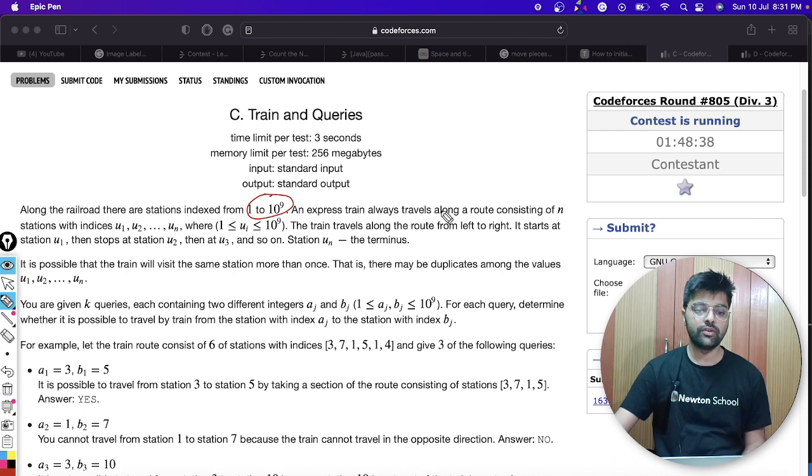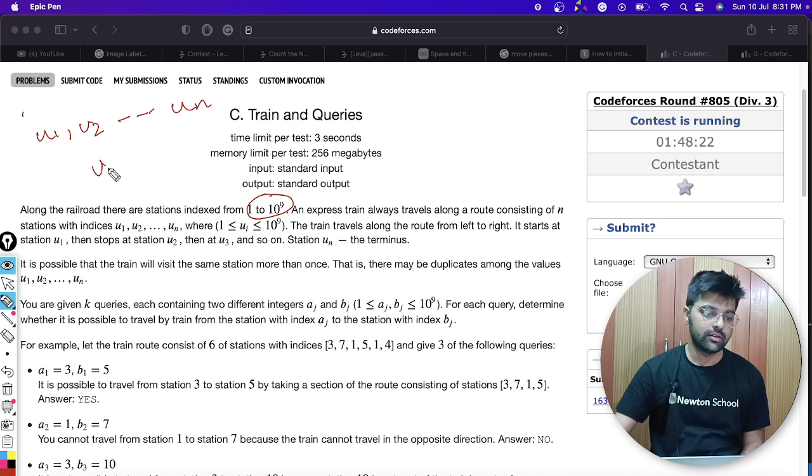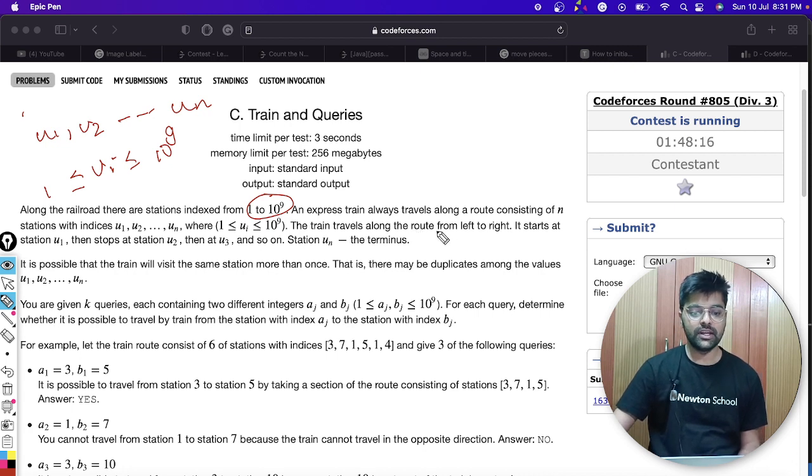And an express train always travels along a route consisting of n station indices u1, u2, ..., un. So there is an express train given. The express train follows the path u1, u2, ..., un, and its values lie from 1 to 10^9. The train travels along the route from left to right. So it is given that the train starts from station u1 and ends at station un.